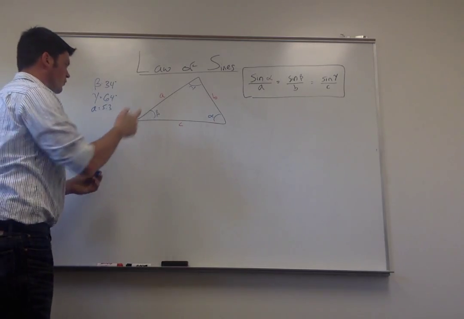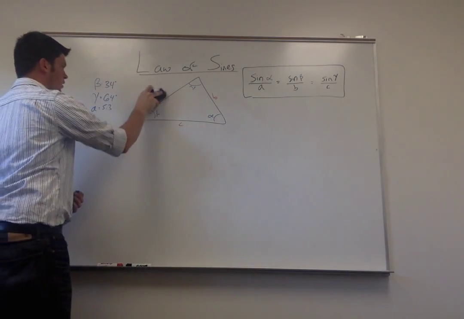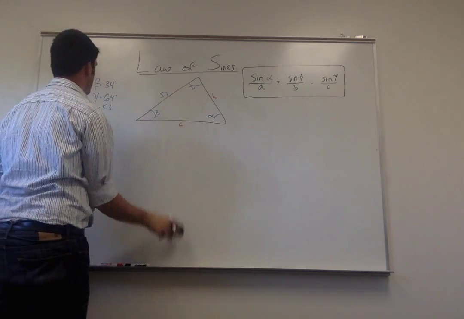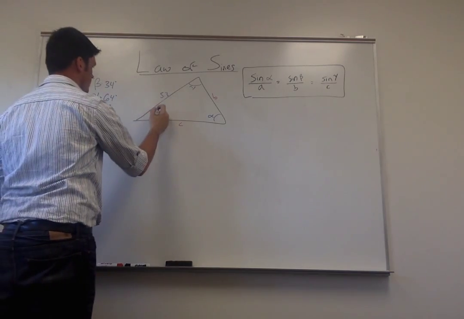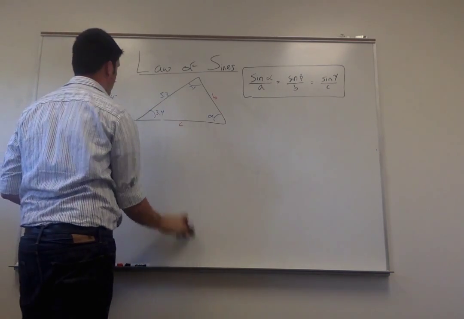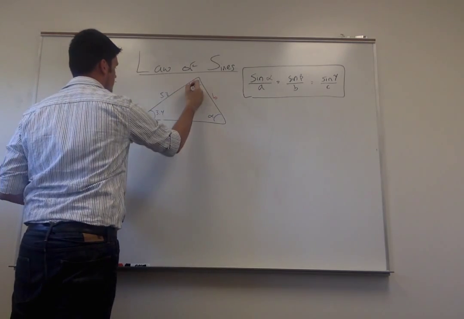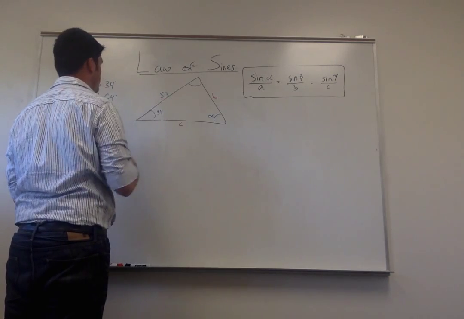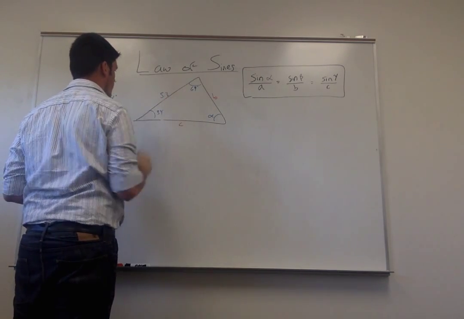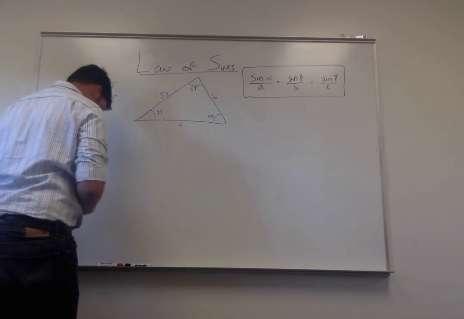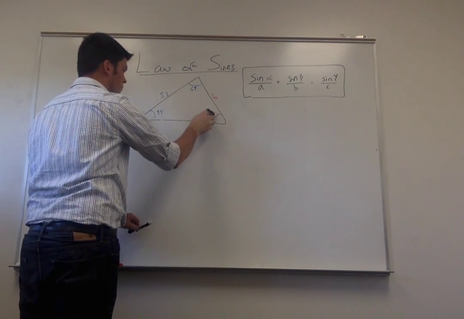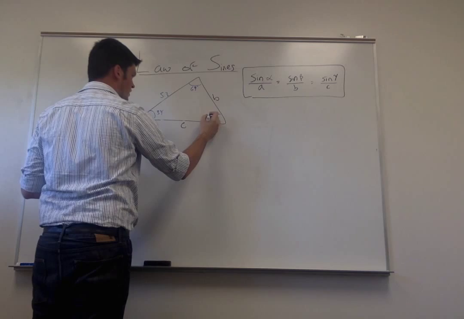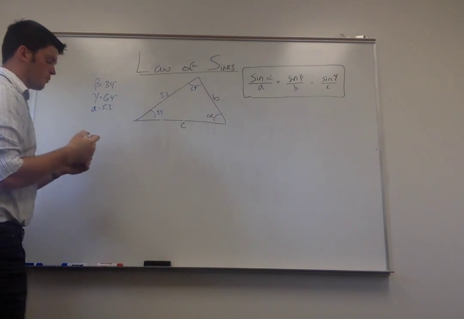Okay, so let's go ahead and write that into our triangle. So we have side A is 5.3, angle beta is 34 degrees, and angle gamma is 64 degrees. So I'm going to go ahead and rewrite the information that's missing in black so it's different. So we have side C, side B, and angle alpha. They're all missing, they're unknown.